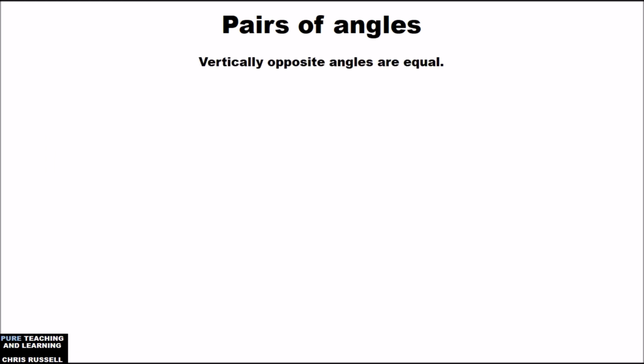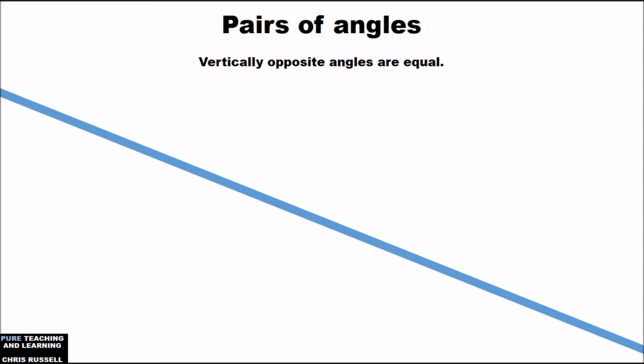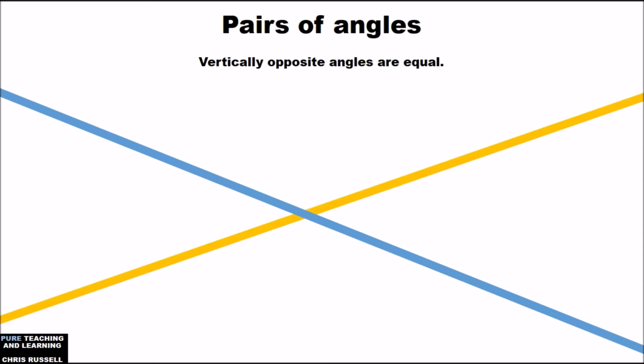Vertically opposite angles are equal. Here we've got two intersecting lines, followed by some angles. In this case, A and C are the same. In this case, B and D are the same.